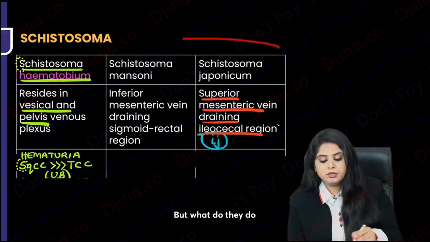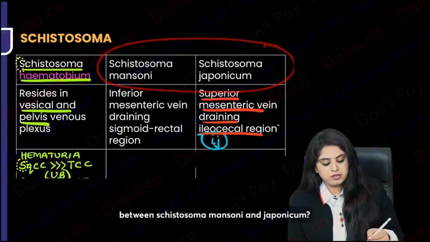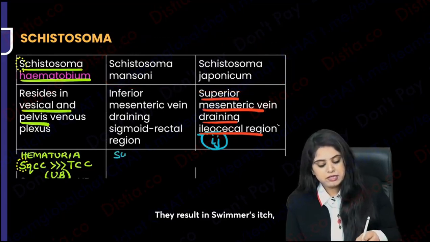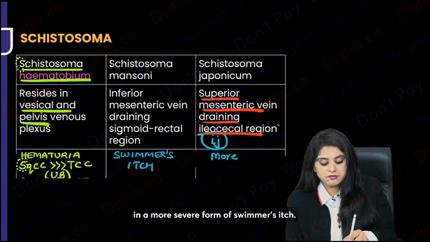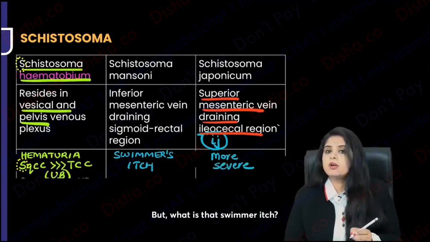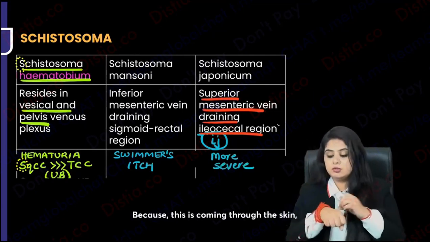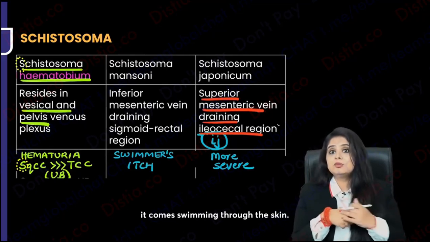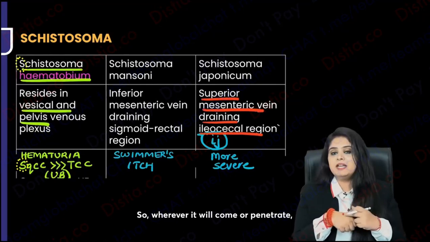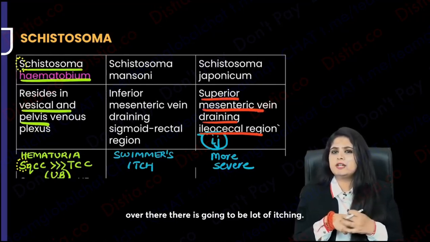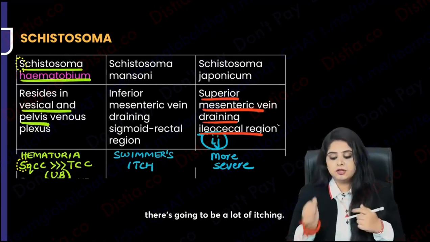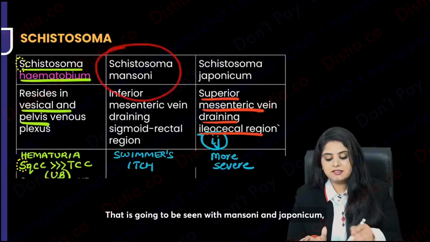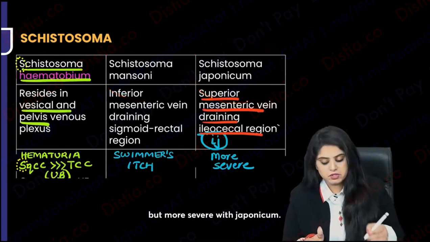But what do mansoni and japonicum actually do? They result in swimmer's itch, and japonicum also results in a more severe form of swimmer's itch. But what is that swimmer's itch? Because this is coming through the skin, right? It's swimming through the skin. So wherever it penetrates, be it the neck or the shoulder or the hand, there's going to be a lot of itching. That is seen with mansoni and japonicum, but more severe with japonicum.